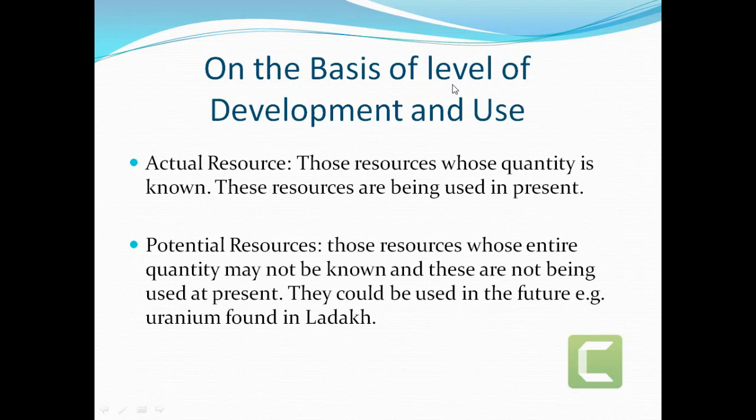On the basis of level of development and use, it is actual resource and potential resource. Actual resources are those resources whose quantity is known and which are being used in the present time, and potential resources are those resources whose entire quantity may not be known and which are not being used at present. They could be used in future time.